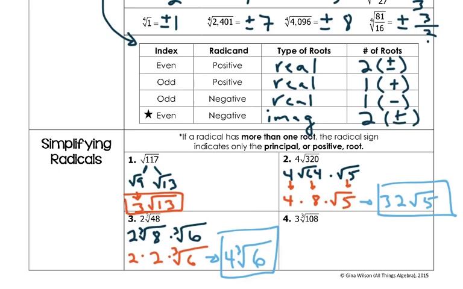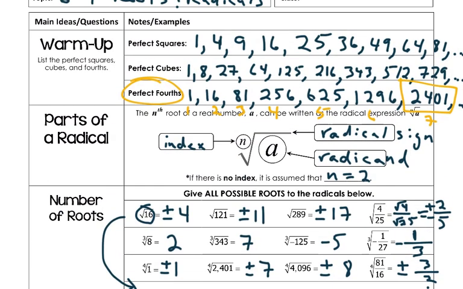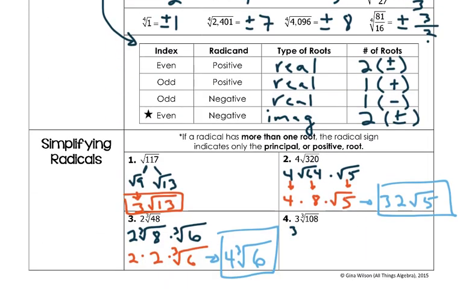For this one, 108, 3 on the outside. So we're going to keep writing that on the outside here. 3 times. What are two numbers that multiply together to get 108 that has a perfect cube in it? Well, the cube root of 27, 27 is a perfect cube, as you can see up here. So I'm going to try that. 27 times 4, perfect. So this ends up being 3 times the cube root of 27 times the cube root of 4.